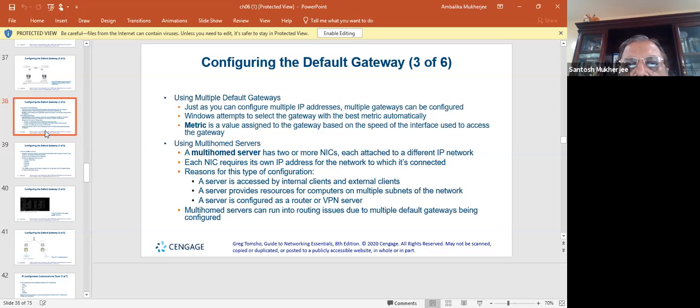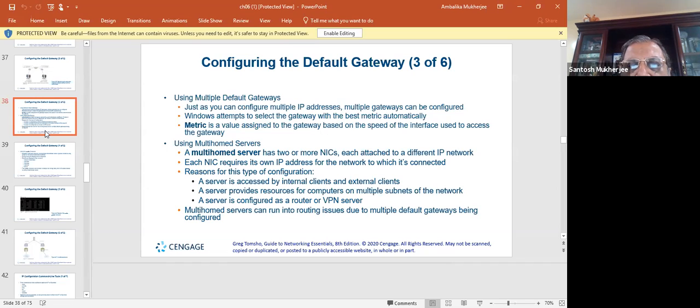Using multi-homed servers, a multi-homed server has two or more NICs, each attached to a different IP address. Each NIC requires its own IP address for the network to which it's connected. Reasons for this type of configuration: a server is accessed by internet clients and external clients. A server provides resources for computers on multiple subnets of the network. A server is configured as a router or VPN server.